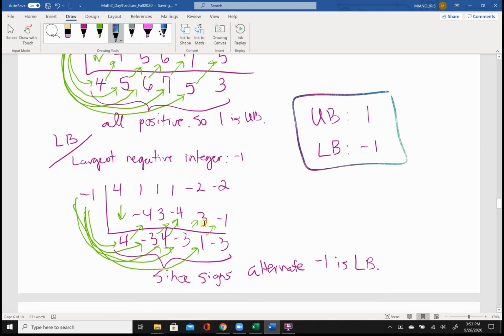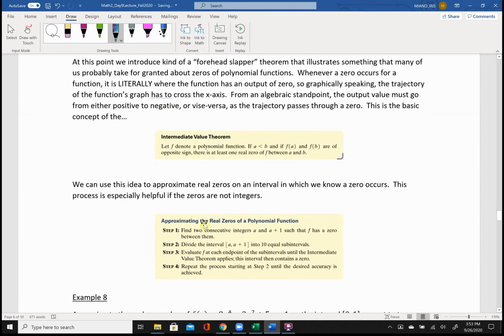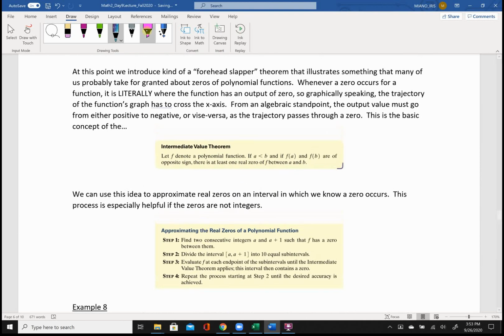There's one last big thing that we're going to talk about here in 3.2, and it's the intermediate value theorem. Now, I call it kind of a forehead slapper of a theorem because it basically says that if you have these two input values of a and b, and a is less than b, and you calculate the outputs at those two points a and b, and the signs change, like if f of a is negative and f of b is positive, or vice versa, then that means you must have a 0 somewhere in the intermediate area between a and b.